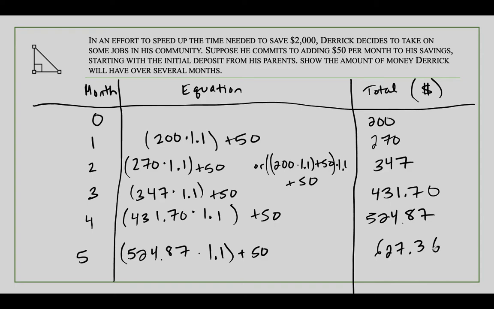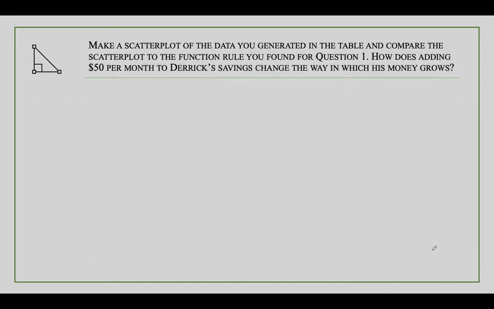Nice. So we got a good amount here. Make a scatter plot of the data you've generated in the table and compare the scatter plot to the function rule, aka the explicit rule for question 1. How does $50 per month added to Derek's savings change the way in which his money grows?